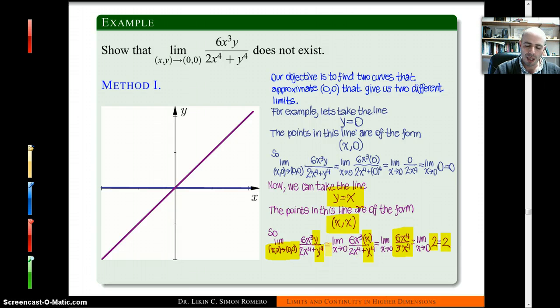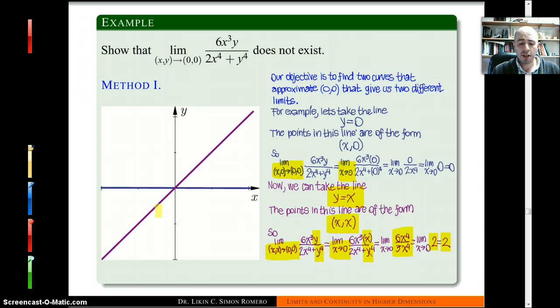Notice that in these cases, we're replacing a limit of two variables by a limit of one variable, by just setting the other variable equal to something, by just picking the curve that approaches 0 in a different way.